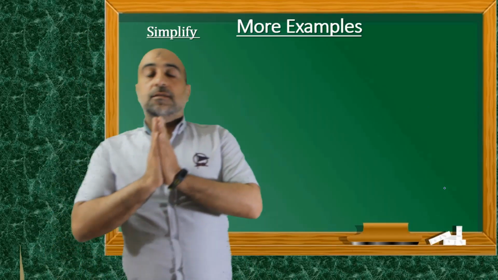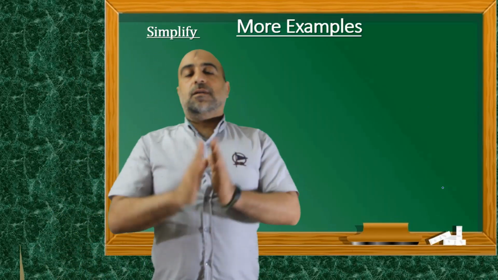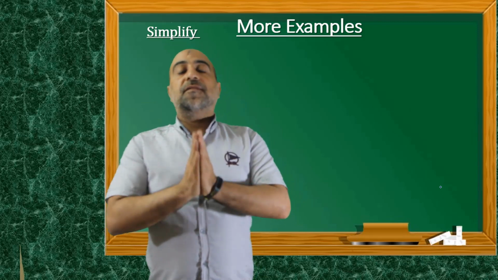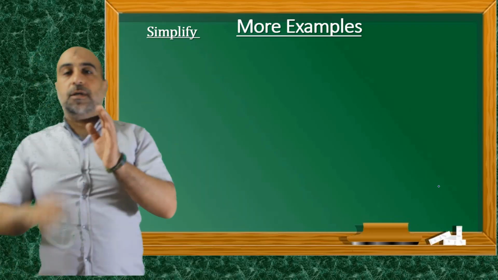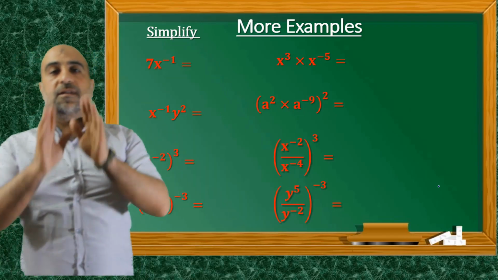We did this example on the constants, which is the numbers. What if there are variables? Let's see how we can deal with it. More examples, but now on the variables.